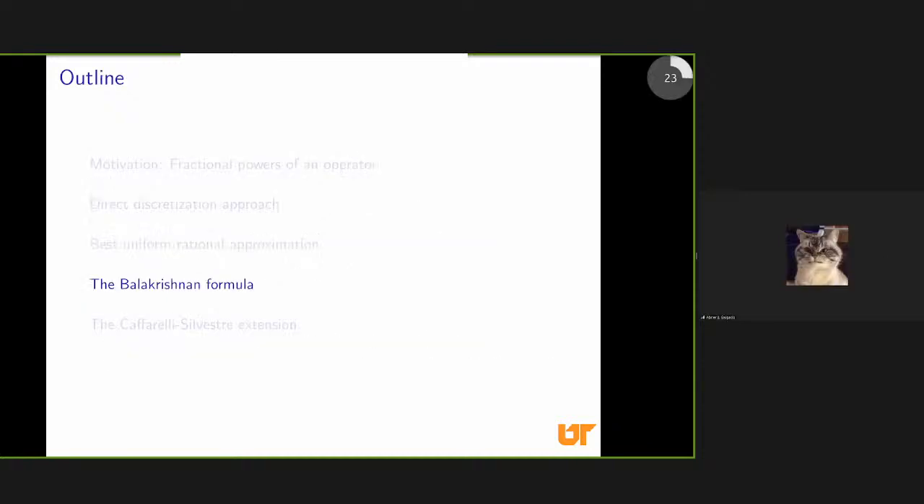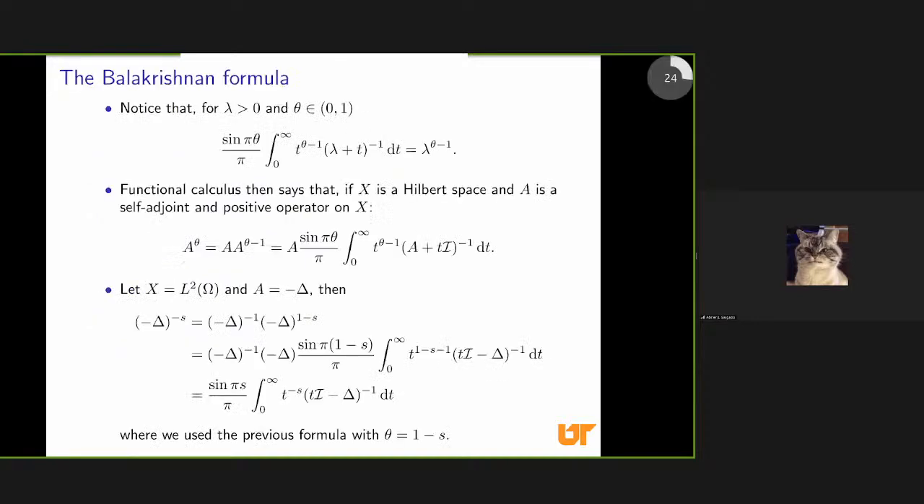Okay, so the second approach that I want to talk about is the so-called Balakrishnan formula, which is based on some integral. If you deal with special functions at some point, you will encounter this formula: for any lambda positive, and for any theta between 0 and 1, lambda to the power theta minus 1 can be expressed as this integral.